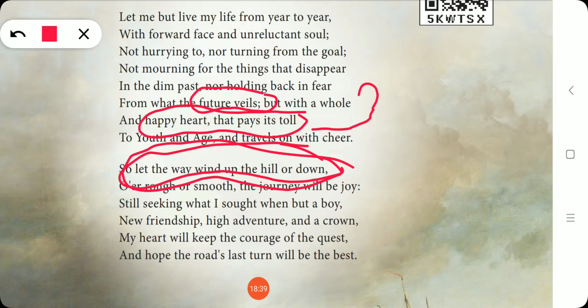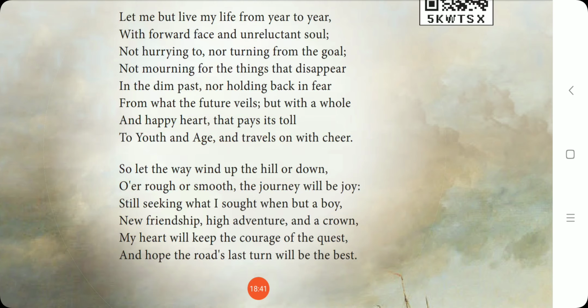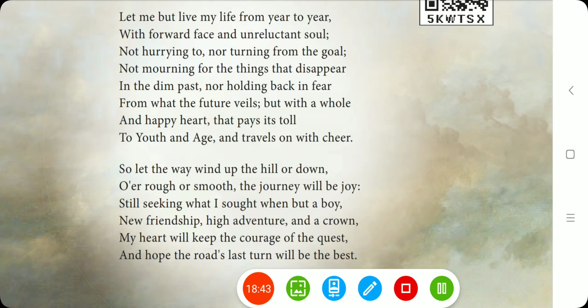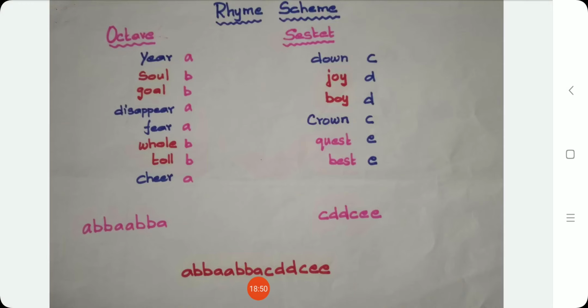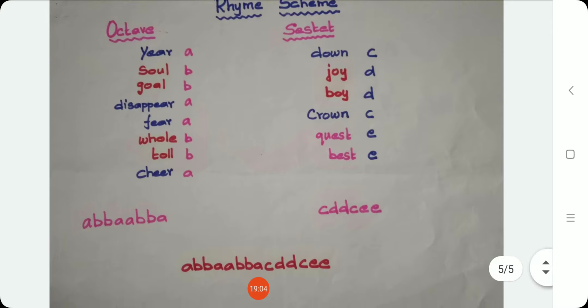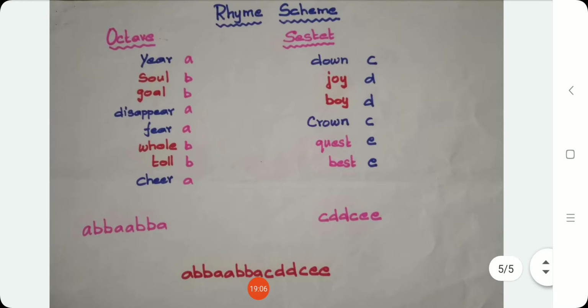Right. Now let us see the next figure, that is rhyming words, and how to identify the rhyme scheme of a poem. Okay, listen. How to identify a rhyme scheme in a poem? It is very simple. You can easily get marks in this. It is not such a complicated thing. Already we know that this poem is a sonnet which contains an octave and a sestet, that is 8 plus 6 lines, 14 lines.